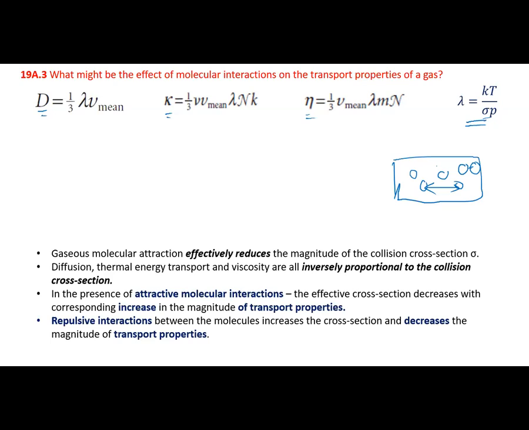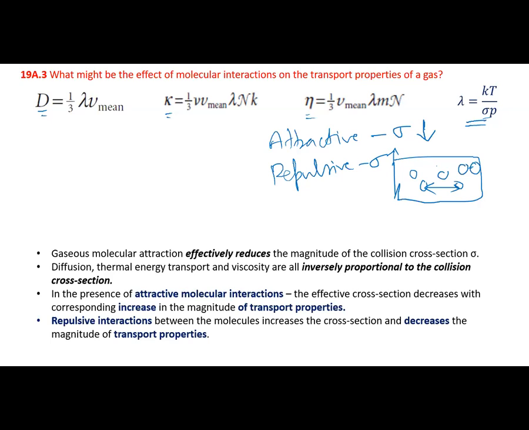So the collision cross section, that is the probability of a molecule colliding with other molecules, is less. So when there are attractive forces, the sigma parameter decreases because they don't move a lot. But when we have repulsive forces, the molecules do not like to come near each other. So they move far from each other, and in that way they collide with many more molecules around.